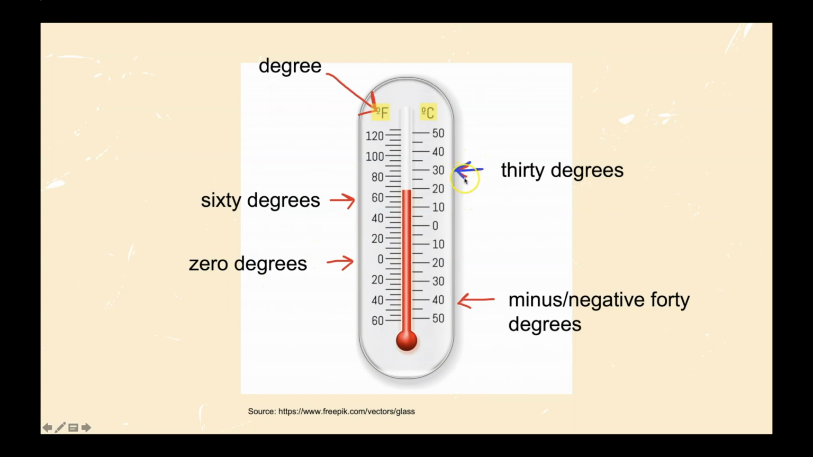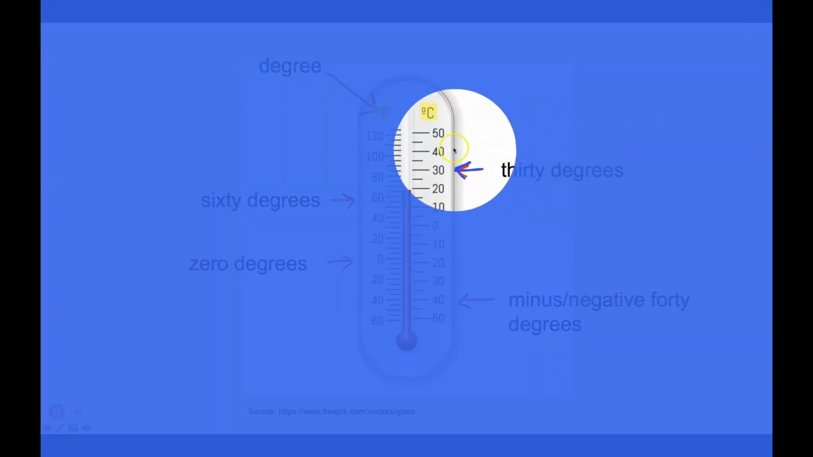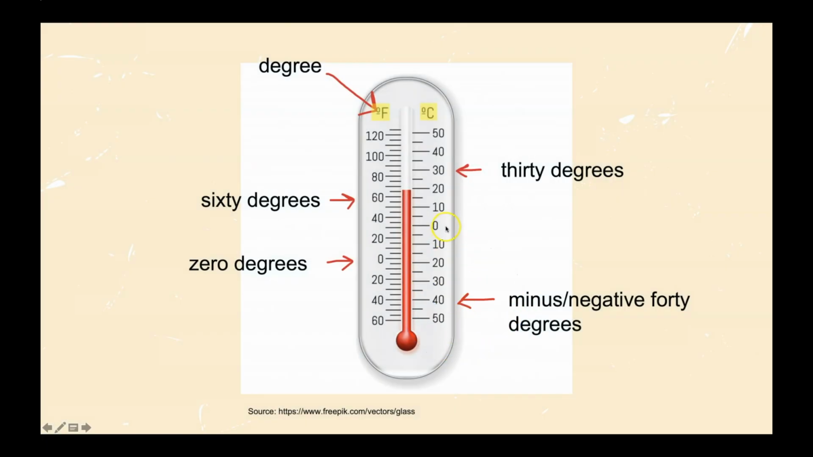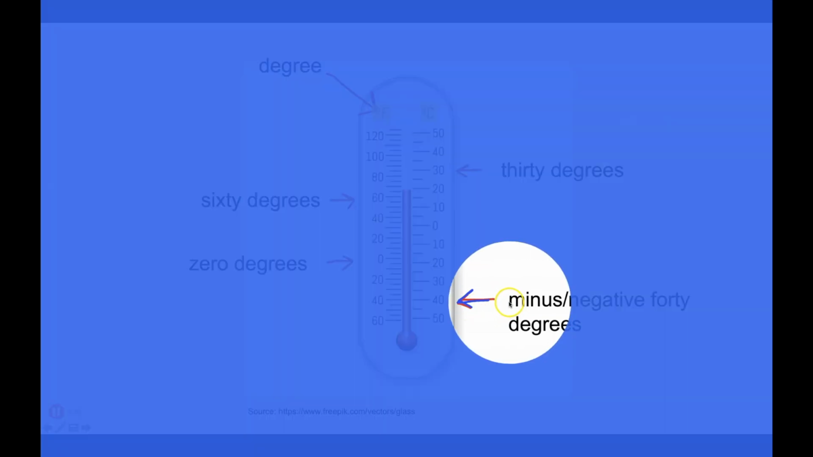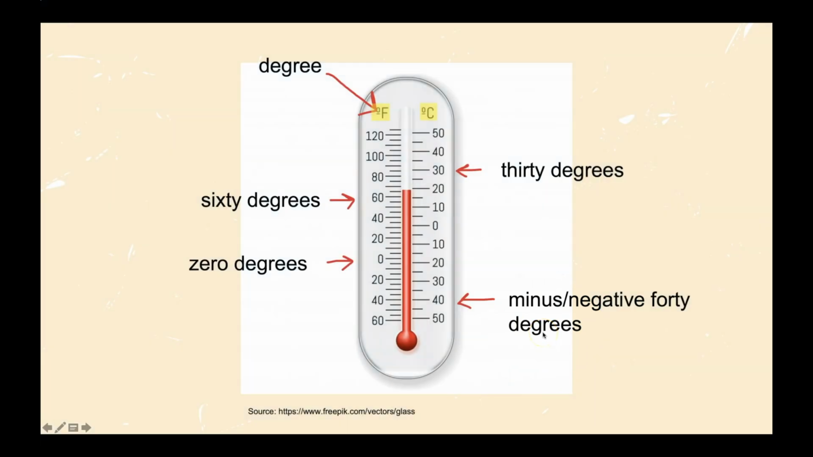What's the temperature here? 30 degrees Celsius. And here we are below zero. Okay, so what's the temperature here? Correct, minus 40 degrees Celsius or negative 40 degrees Celsius. Awesome. Okay, now time to unscramble.